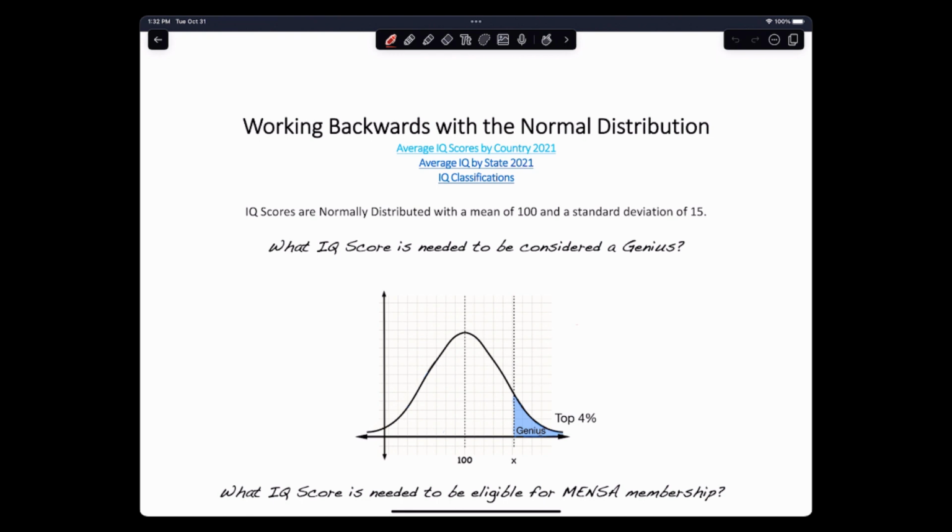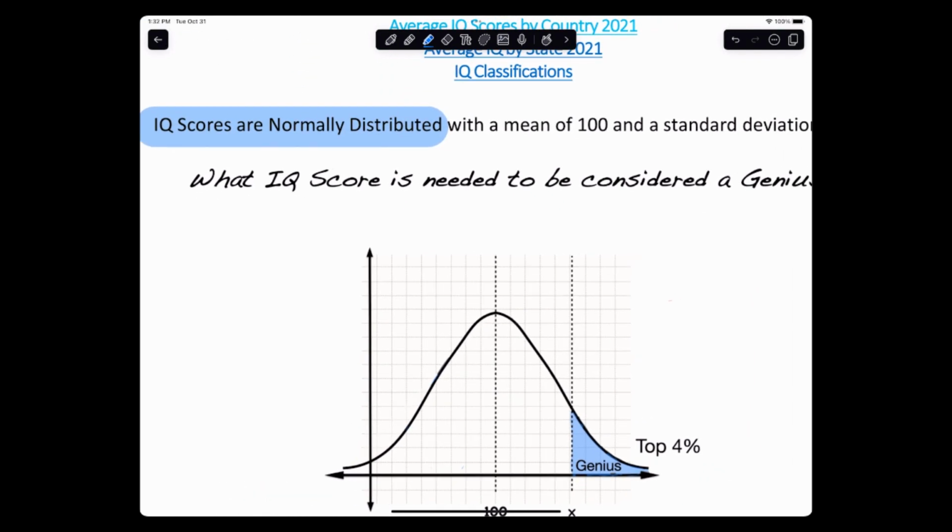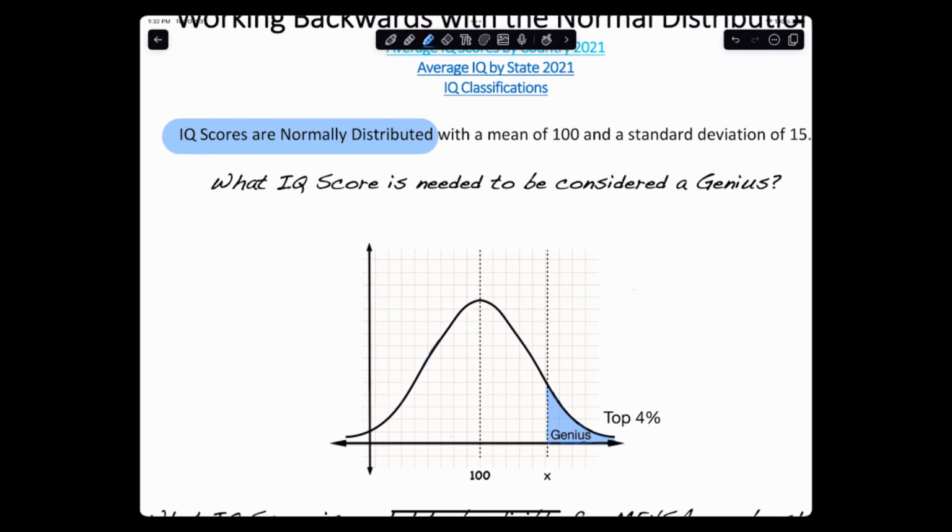Do you guys know that we started with this example, and it's my favorite example. They say IQ scores are what now? Normally distributed. Okay, so the second they say that, ladies and gentlemen, is your random variable x. So in other words, x equals what? Your IQ score.